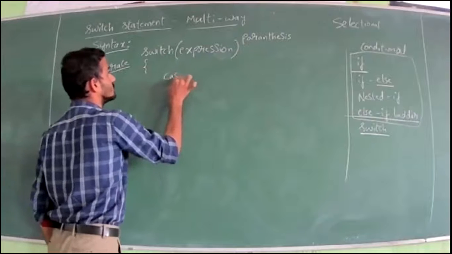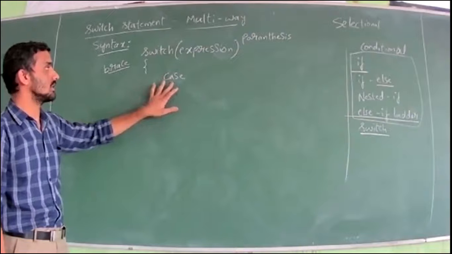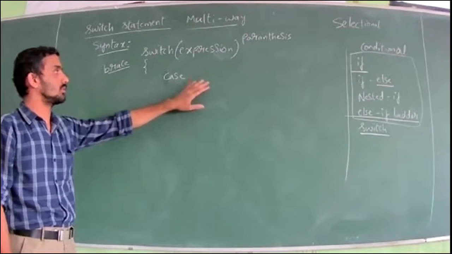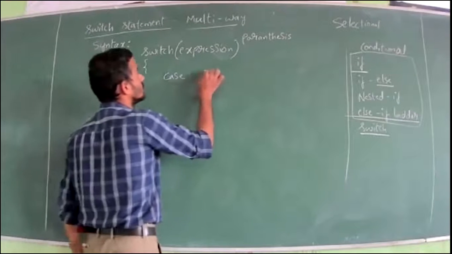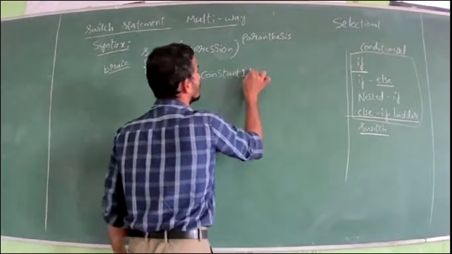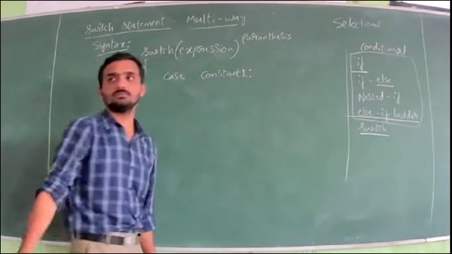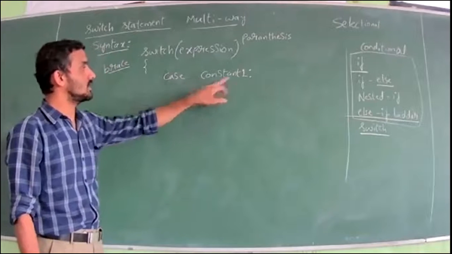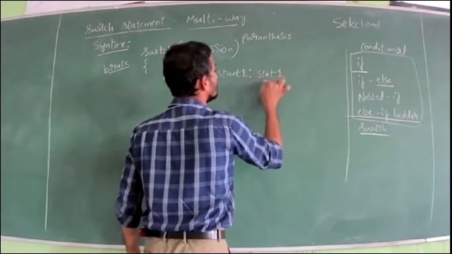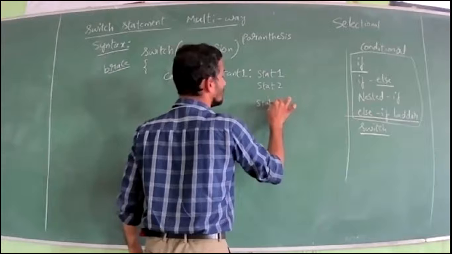So case. The case is a keyword. So I'm telling what keywords we are using. Switch is a keyword, case is a keyword. Immediately after the case keyword, at least one blank space. You can give two or more, it's okay, it's not a problem, but at least one blank space. And after that, we come across constant 1. After that, you have to put the colon. Okay? Not semicolon, it is colon. So case space constant 1 colon. Here we write the statements. So I can say statement 1, statement 2, up to statement n.